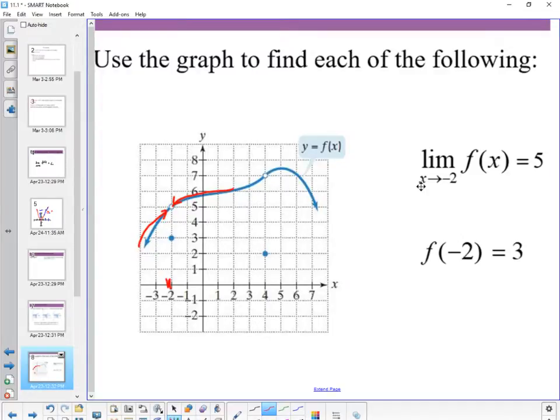Now, what does f of -2 actually equal? 3. It actually equals 3. If we go to f of -2, the value is actually 3. Is that the limit? No. Wait, why? Because that's what the graph is telling me. Here's -2. I have an open circle. I'm not equal to that. The value is actually 3. That's not my limit. That's what it actually equals. So again, in the limit, I only care about what I'm approaching. Why is it different? Are they two different functions?